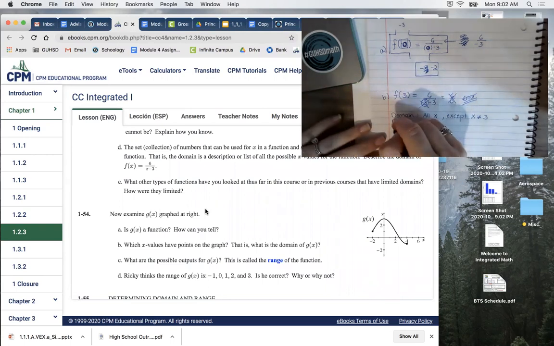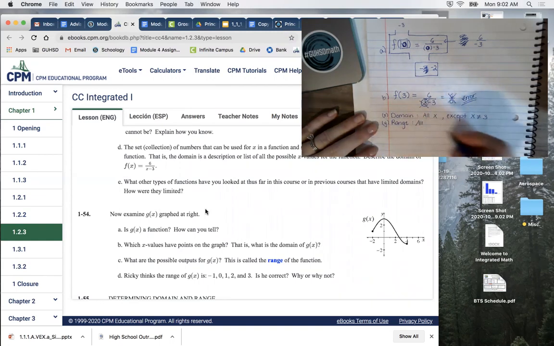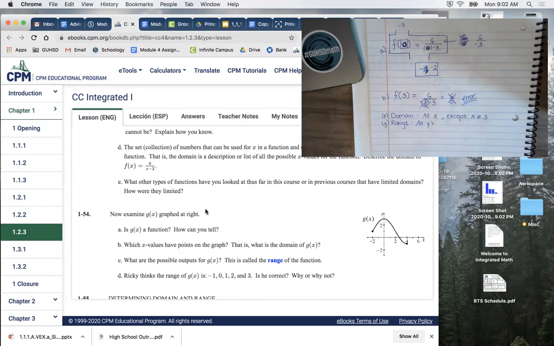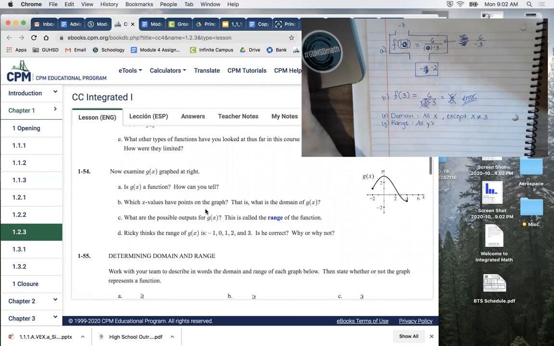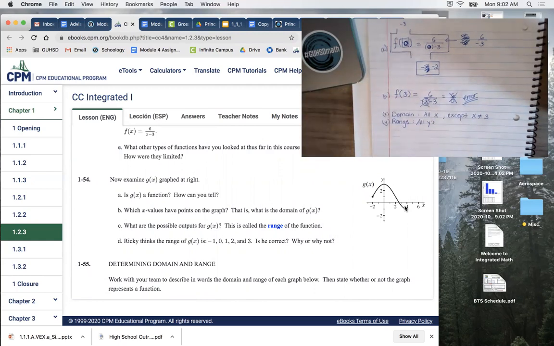My range is going to be my y values. So your domain are your x values, your range are your y values. In this one, your y's can be all numbers, all y's, or all numbers. Okay, so now we're going to look at this one as well. This is more likely what you guys are going to encounter for me. You're going to see a graph like this and you're going to have to talk about what x's you use, those are your domains, and which y's you use.